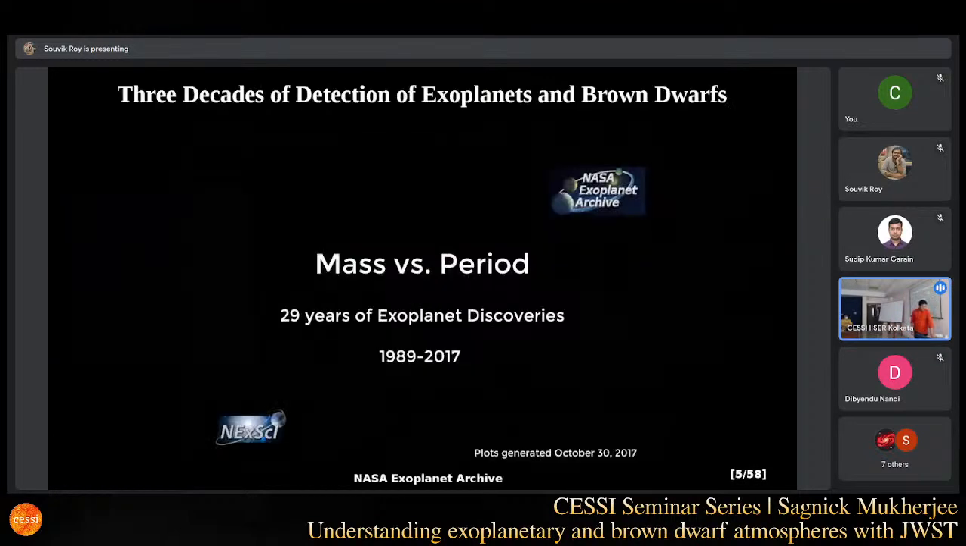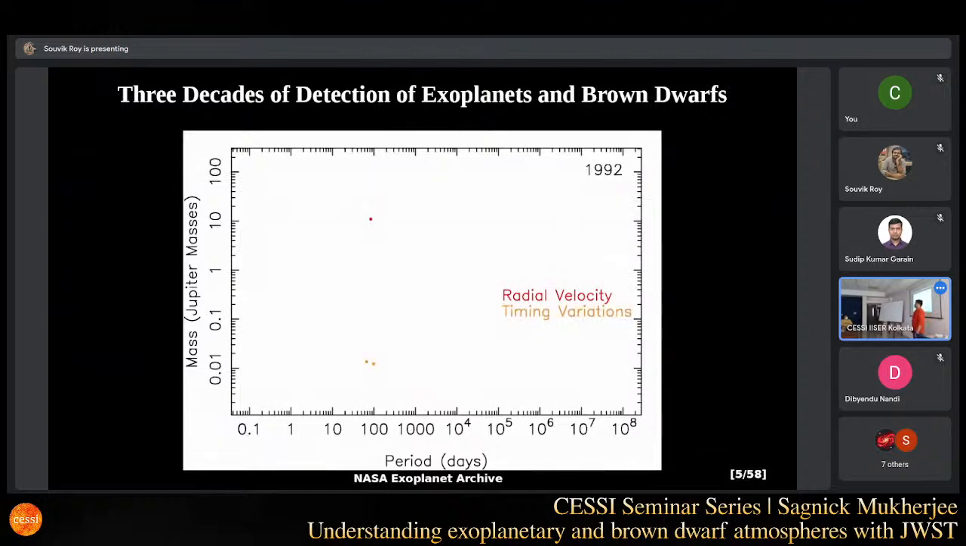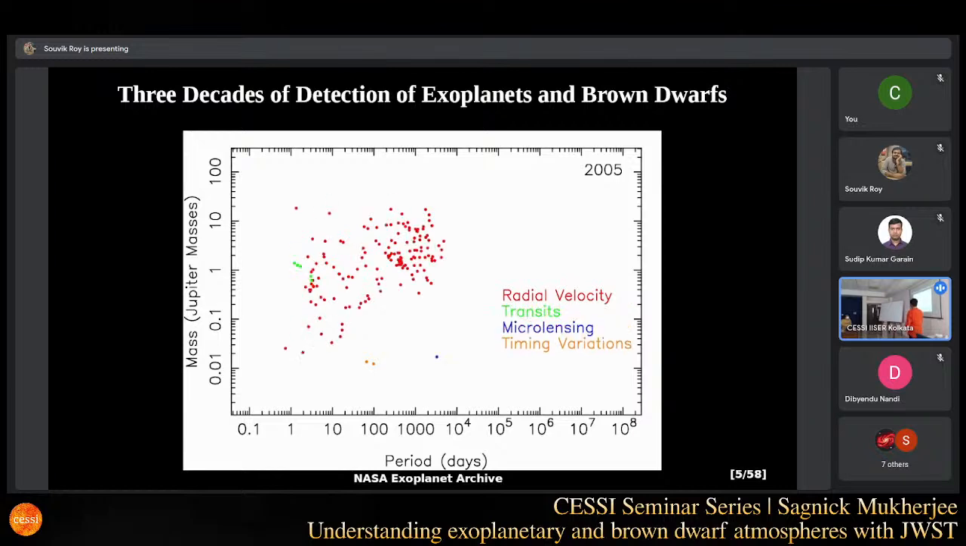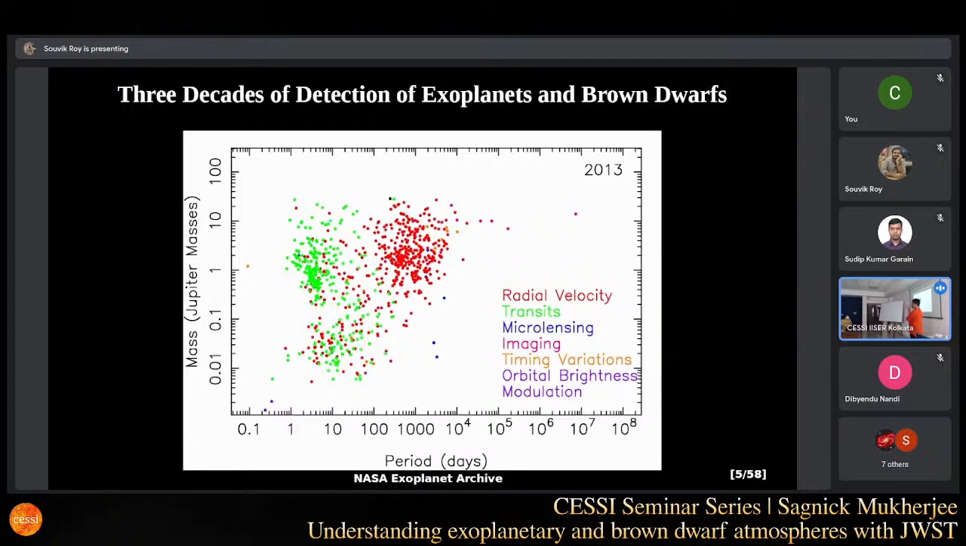So let's take a brief walk down history. This plot is an animation. It basically shows in the y-axis the mass of exoplanets we have discovered in units of Jupiter masses. And in the x-axis, it's showing you the orbital period of those planets. So the x-axis is a proxy for the star-planet distance, and the y-axis is the planet's mass.